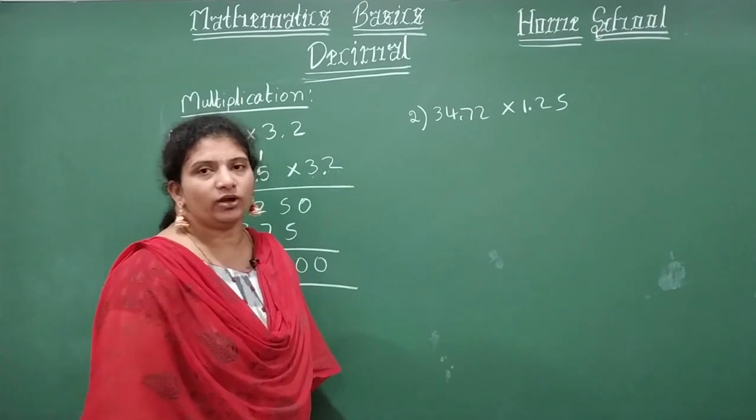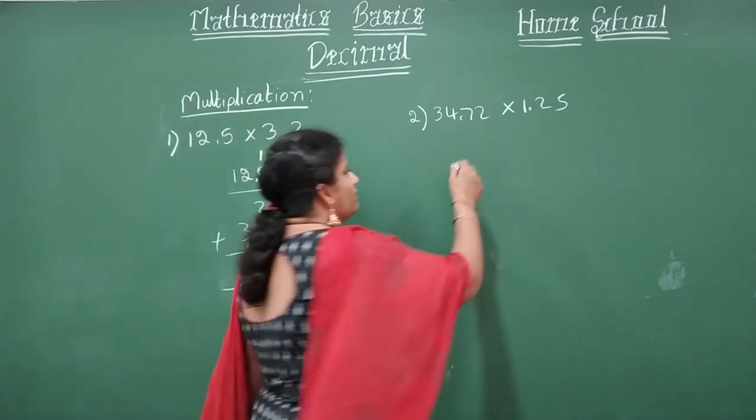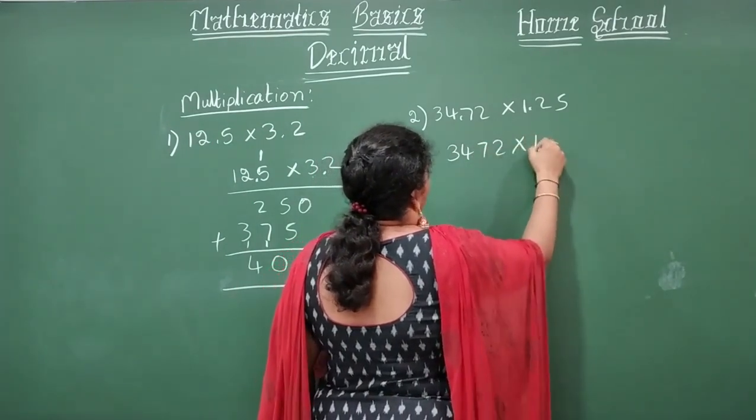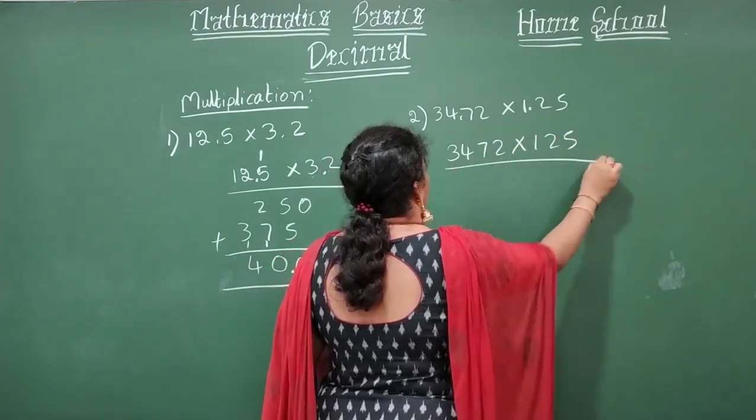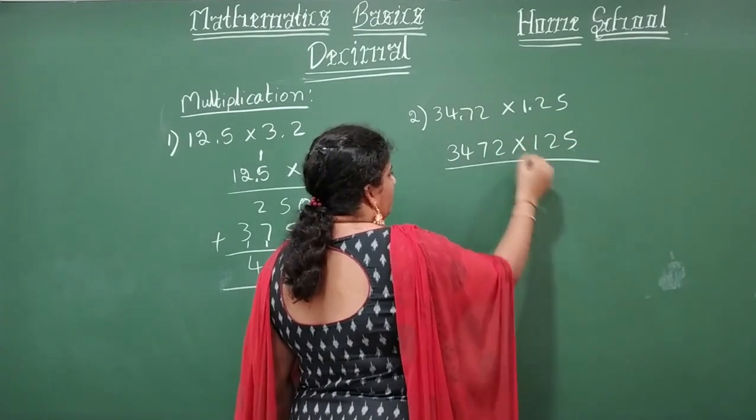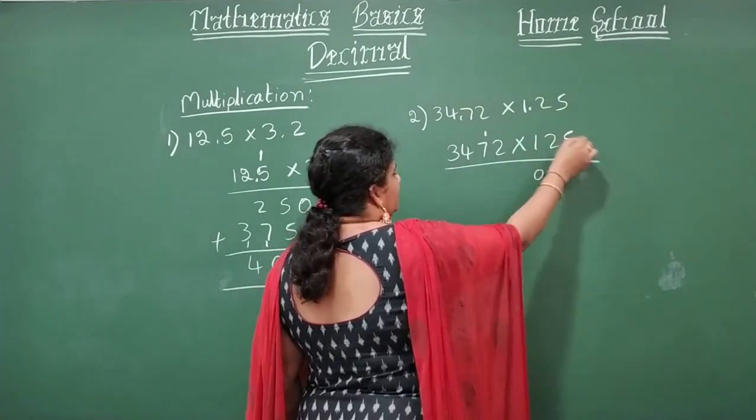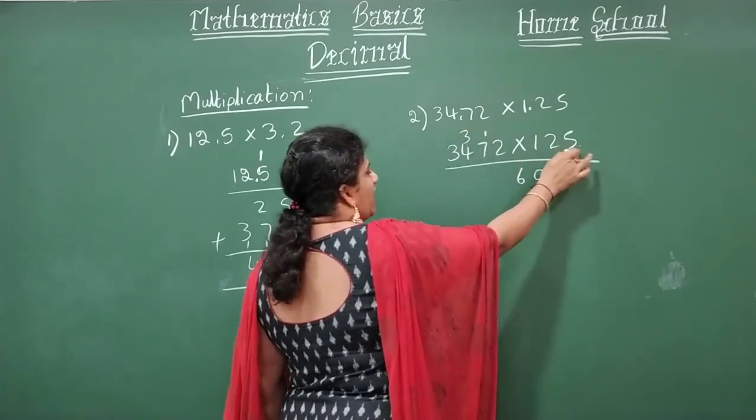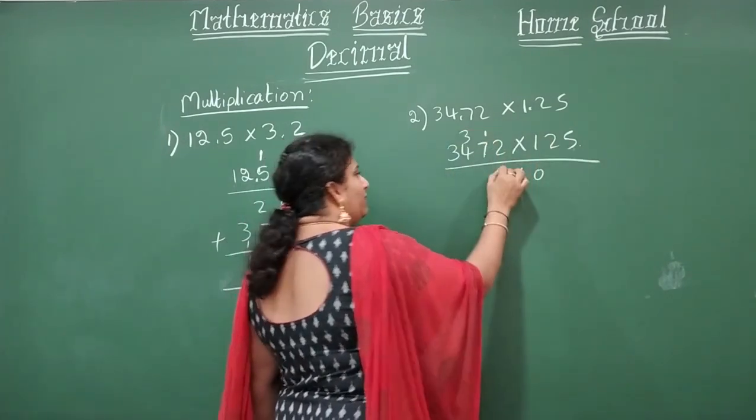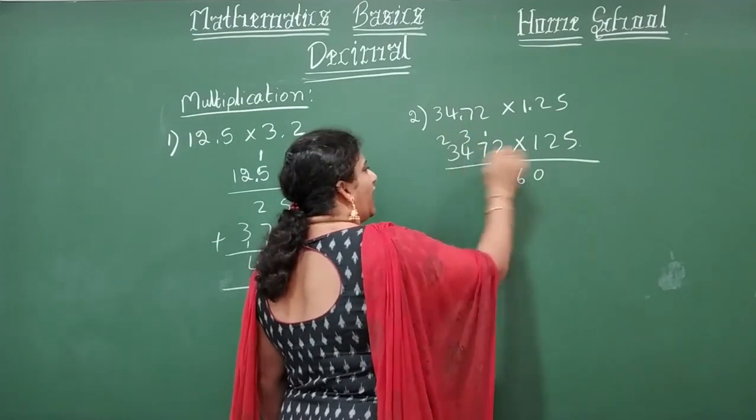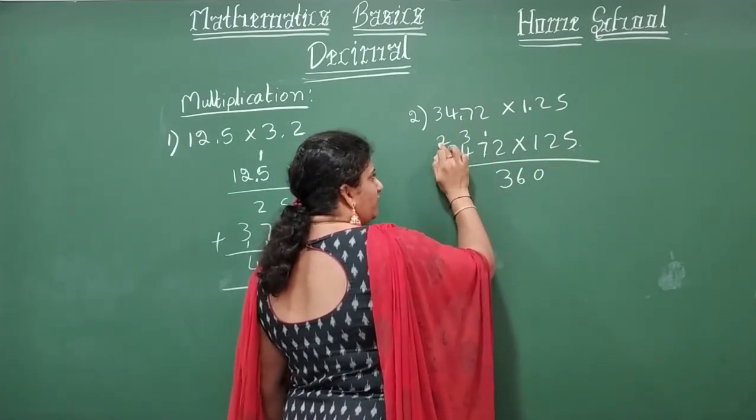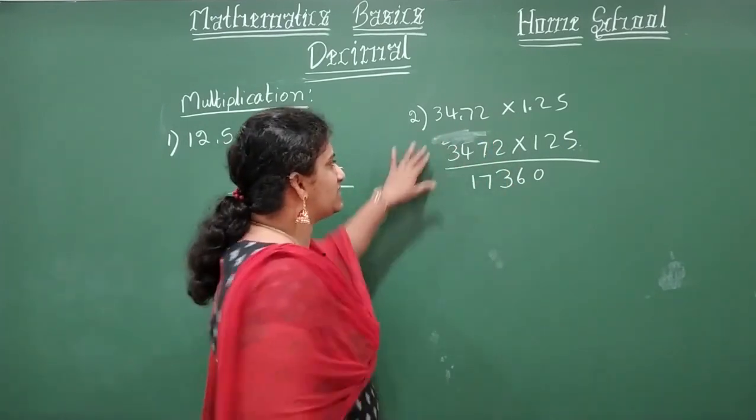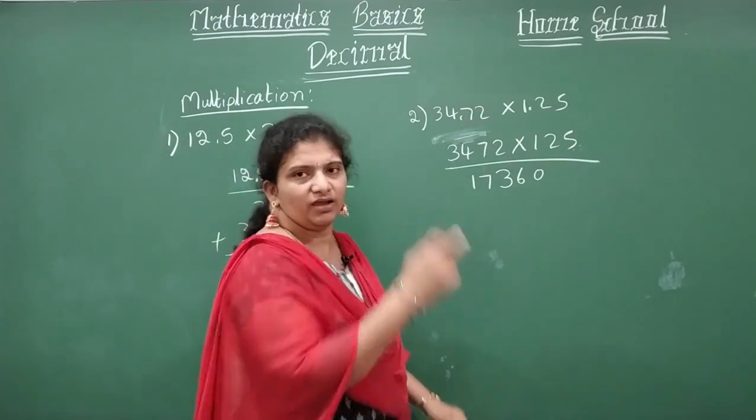34.72 into 1.25. Okay. Now let's start here, children. If you want, you can neglect the decimal point first. Now start from 5. 5 2s are 10. 5 7s are 35 plus 1, 36. 5 4s are 20. 20 plus 3, 23 to carry. 5 3s are 15. 15 plus 2 will be 17. After completing this line, children, you can erase your carries.